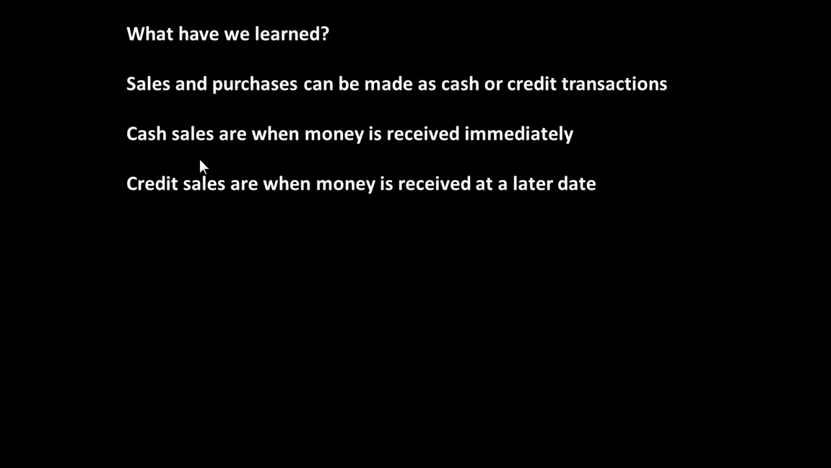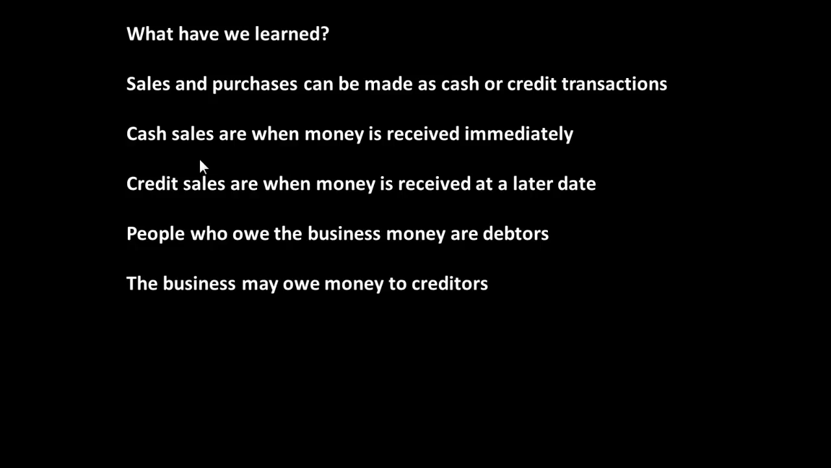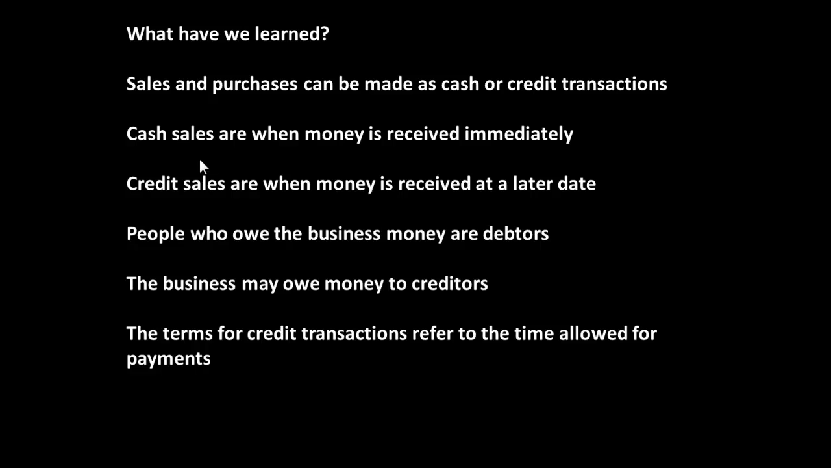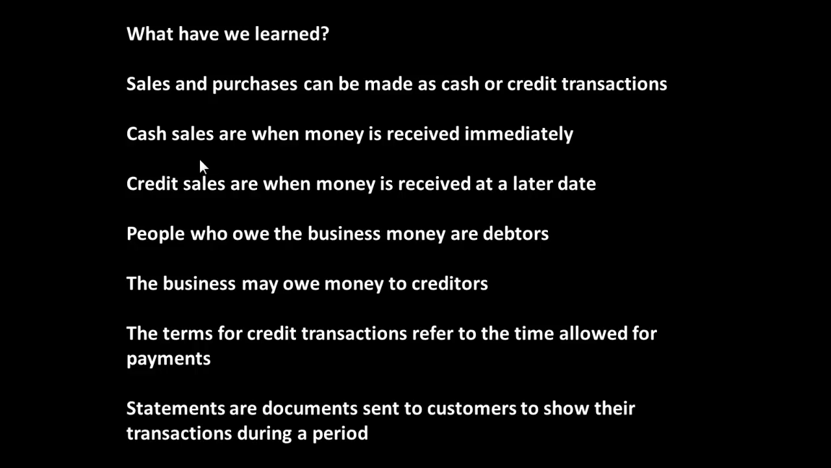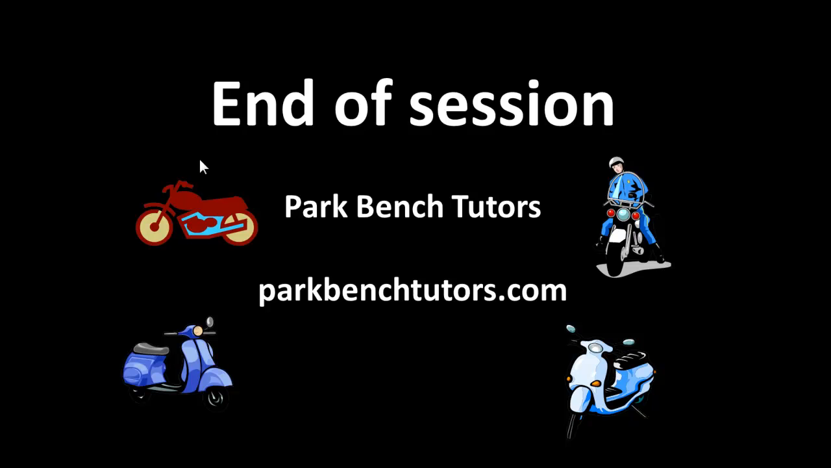Sales and purchases can be made as cash or credit transactions. Cash sales are when money is received immediately. Credit sales are when money is received at a later date. People who owe money to the business are debtors, and the business owes money to creditors. The terms for credit transactions refer to the time allowed for payments. They can refer to discounts as well. And statements are documents which we send to customers to show their transactions during the period, and which will show if they still owe us any money.